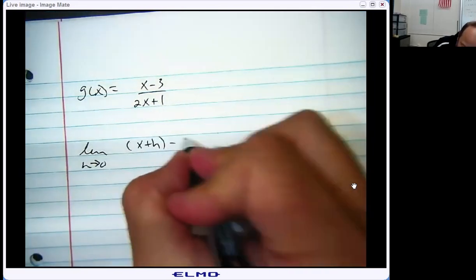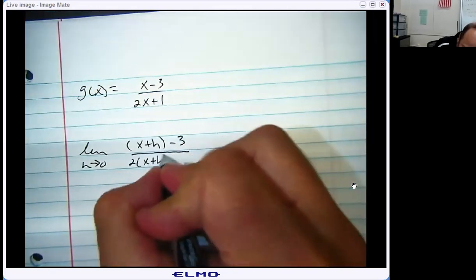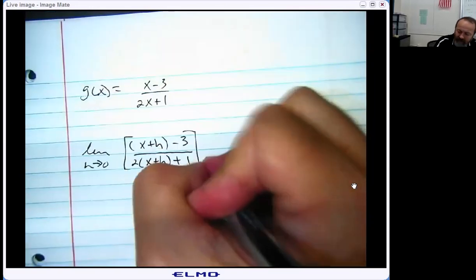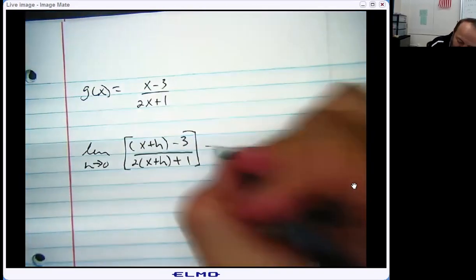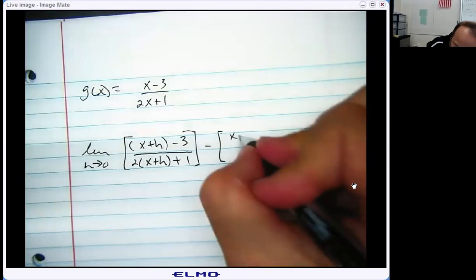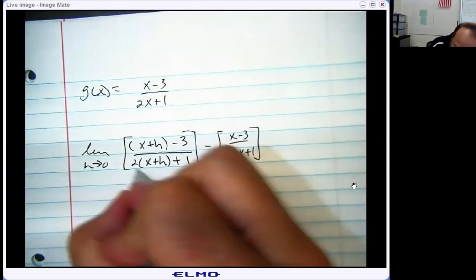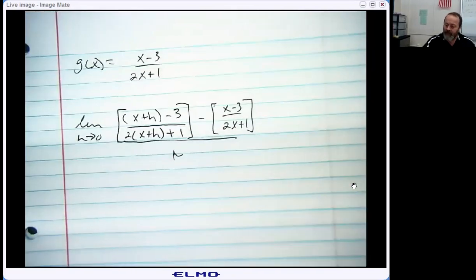So I'm going to go ahead and rewrite g as follows, but I took out all of the x's and I replaced them with x plus h's. So all of this stuff right here is g of x plus h in there. Now I'm supposed to subtract the original g function, which is right here, all over h. Now that is a little bit of a mess, but we're going to be all right.